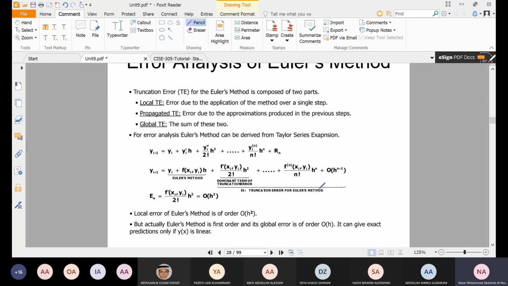So this is the local error, or local truncation error, due to the approximation using the Taylor series. If you remember, this is the function using the Taylor series. In the Euler method, we take only these first two terms. So this represents the Euler method. So what is the truncation error? All these terms that we omit or ignore are considered as the truncation error.